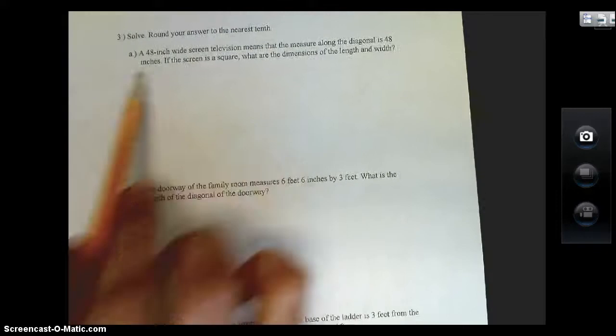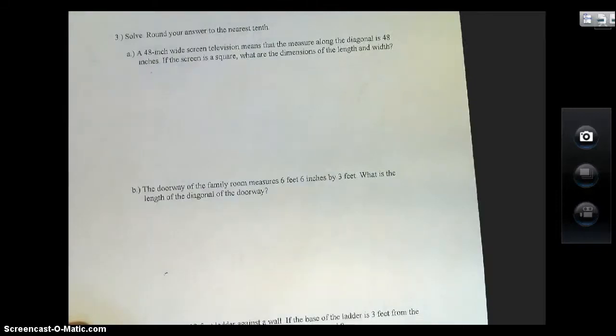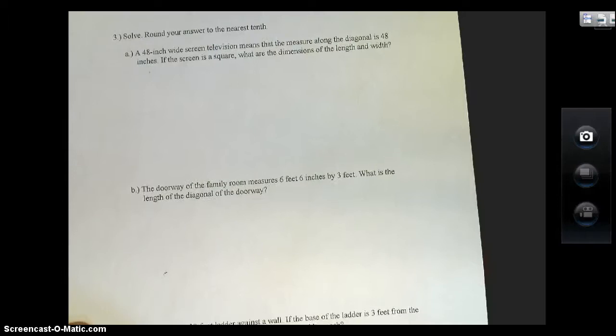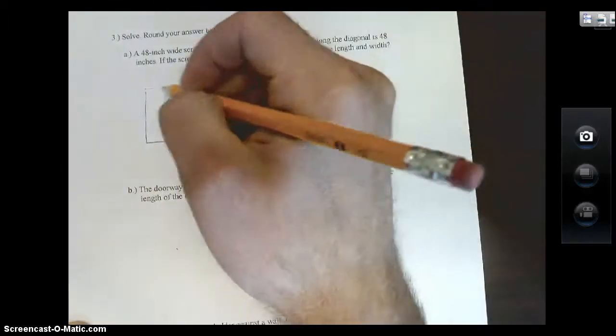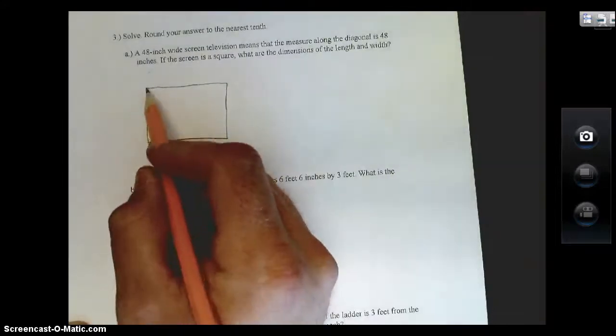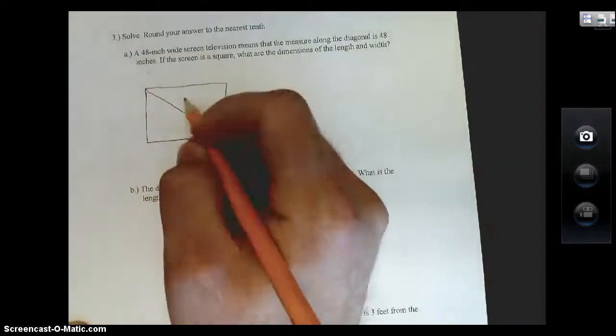So part A, a 48-inch widescreen television means that the measure along the diagonal is 48 inches. If the screen is a square, what are the dimensions of the length and the width? So we're going to draw ourselves a square. Here's my sweet TV that I just got. It's really cool. It's a square. Here's my diagonal, which is 48 inches.